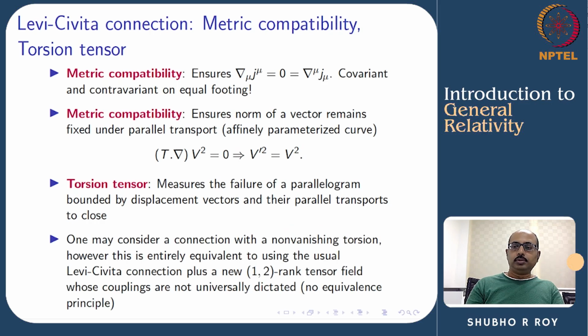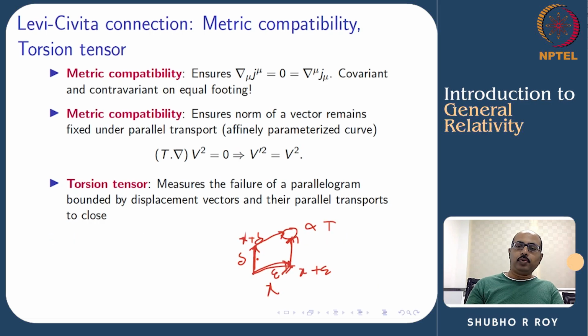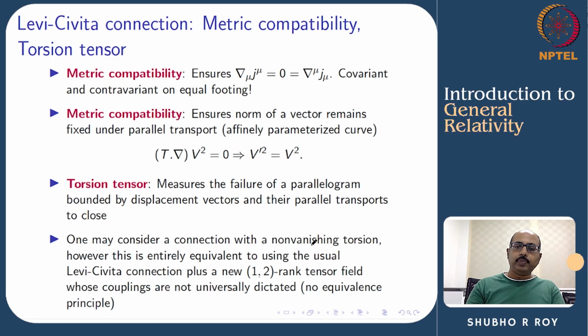So now one can ask, well, why do we need to make the torsion vanish? Metric compatibility has a very strong physical reason. What is the physical motivation for making the torsion vanish? So what if the parallelogram doesn't close? It turns out that one can consider a connection with non-vanishing torsion. It is not something unphysical. We can consider it. However, this is going to be entirely equivalent to using the usual Levi-Civita connection plus a new rank (1,2) tensor field, the torsion, whose couplings are not universally dictated. There is no equivalence principle for this torsion part.